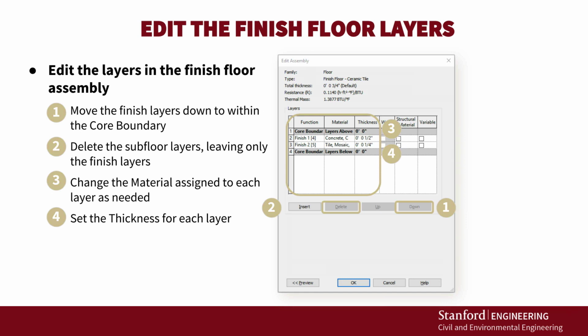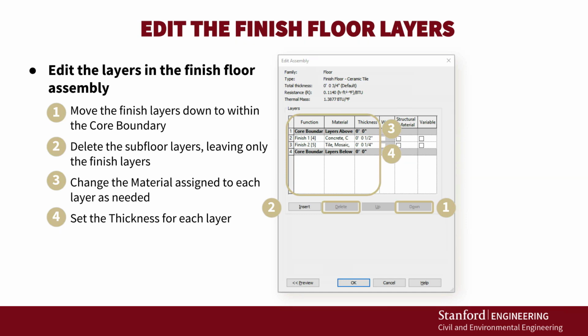For the finished floor type, you'll typically edit the layers in this way. You'll move the finished layers that appear above the core boundary down, so they're within the core boundary. Every floor assembly needs to have some layers within the core boundary, and we're going to move the finished floor layers down to within that core boundary.